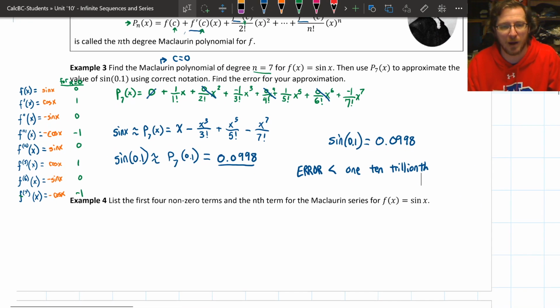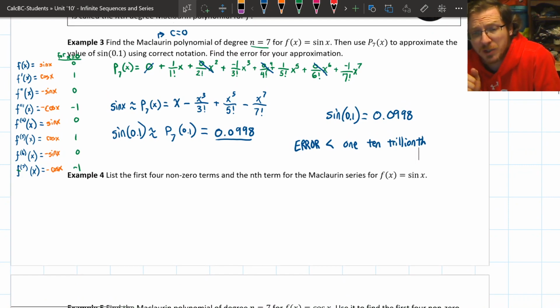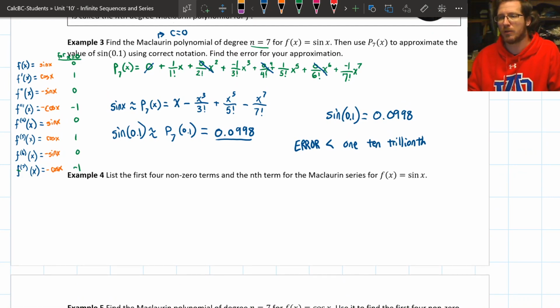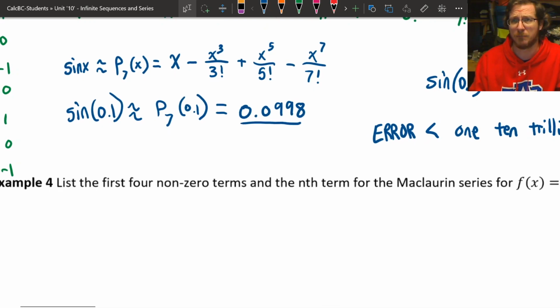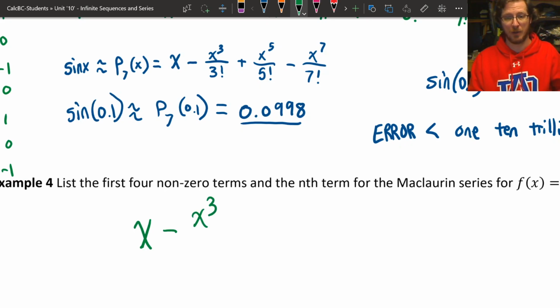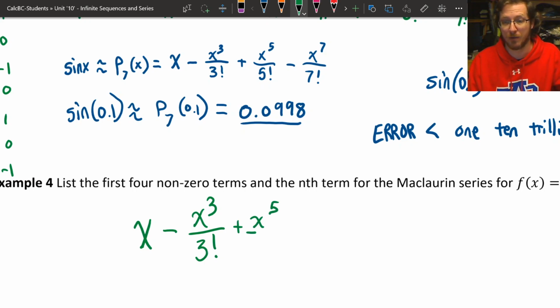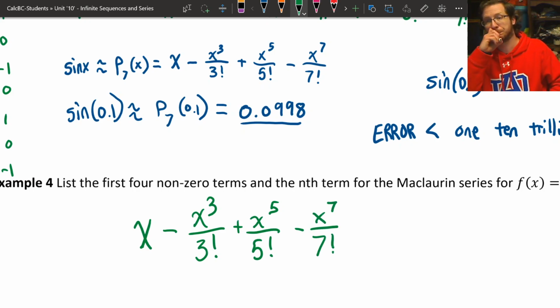All right, one more problem. Example 4 says list the first four non-zero terms and the nth term for the Maclaurin series for f of x equals sine of x. So that's the same function we were just doing. We've got those 4 terms there, so let's just copy those down. So we have x minus x cubed over 3 factorial plus x to the 5th over 5 factorial minus x to the 7th over 7 factorial. Those are the first 4 terms.